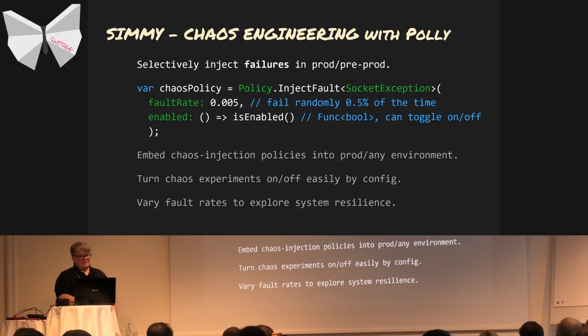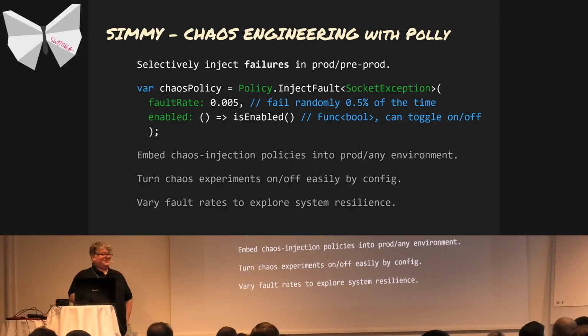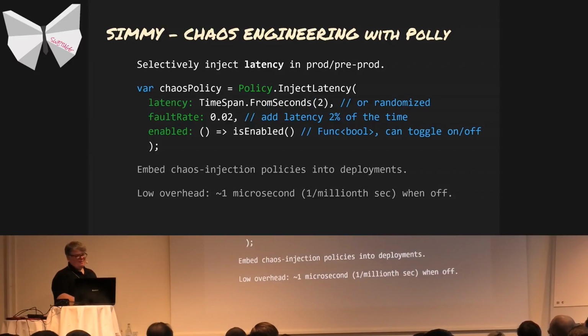This is new in 2019. Simmy, chaos engineering. So you can selectively inject failures into your code. So this is just a good way to test what's going on, what happens to your code when there are errors. So here we're injecting a socket exception 0.5% of the time. Turn it on and off. Simmy, yeah, it's a good name.